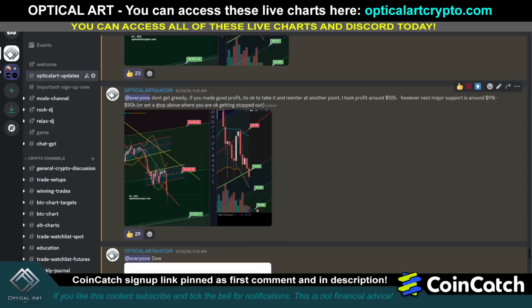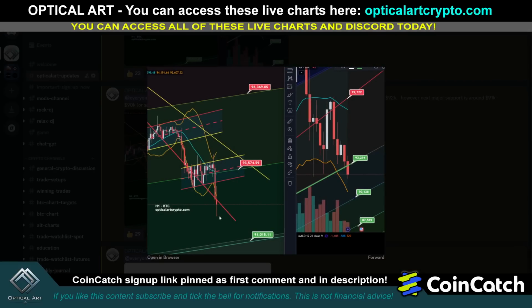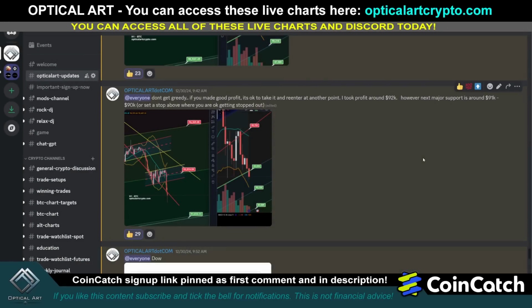And I was showing you could put a stop loss above to get stopped out. I wanted to go ahead and take profit. I made enough profit on that short, and it was very possible we could push up from this point because we were close to key support levels. We did drop down to about 91,300, push back up, so I'm glad I took profit. Guys, don't get greedy.